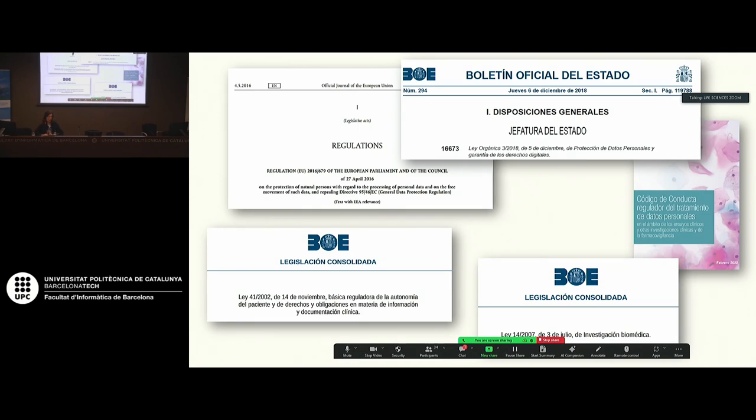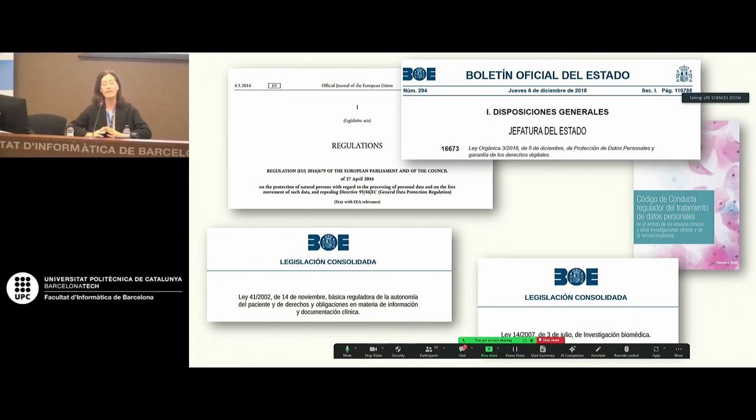First of all, this is a complex area. All of these are laws and other tools different from laws, but also important for the regulation. For example, you can see there a code of conduct for the pharma industry for performing clinical trials. This has been approved by the Spanish Data Protection Authority, and is also a tool to know how to apply all this regulation to a concrete sector or area, clinical trials, for example.